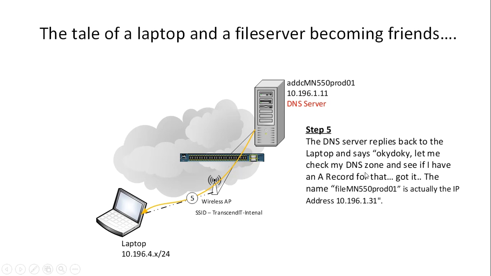So yeah, the laptop just asks the DNS server, okay, what is this, right? And the DNS server says, okay, well, I do have an A record for that. This file, mn550prod01, is actually the IP address 10.196.1.31. Now you may be wondering, which I wondered when I first got into IT, well, why the heck don't we just use this IP address in the first place? Because it eliminates the need for DNS and it seems more efficient.